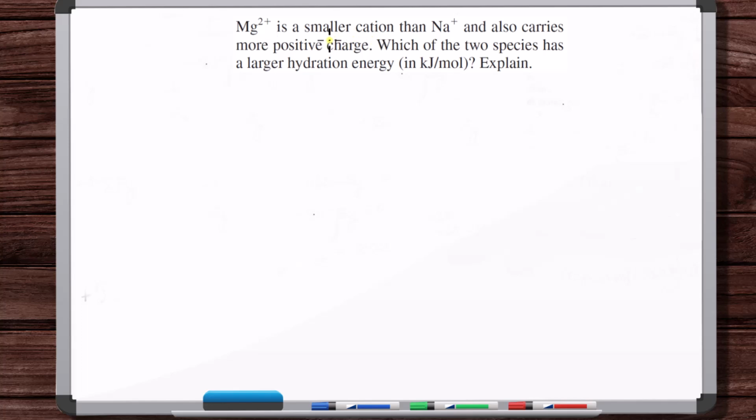Now, with regards to size, let's imagine these two had the same charge. The smaller the ion, if they're the same charge, then the larger the hydration energy, because the charge density is higher. So this is both smaller and has a higher charge, so the Mg2+ has the larger hydration energy.